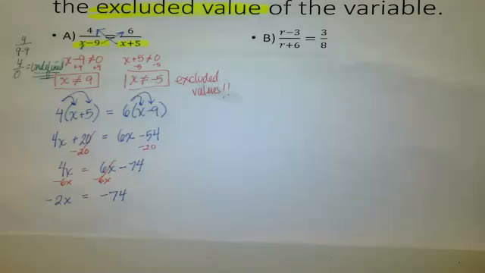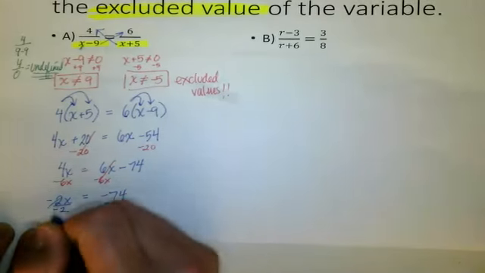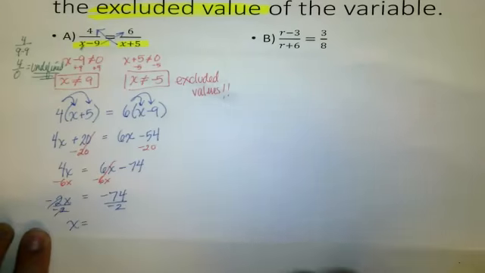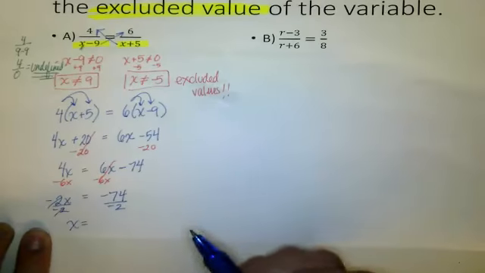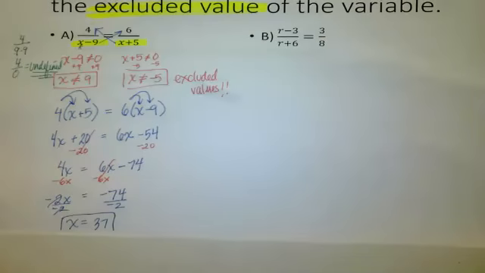And then what? Divide by negative 2. So we get x equals 37. Positive 37. Negative divided by negative is a positive. All right, any questions on the first one?